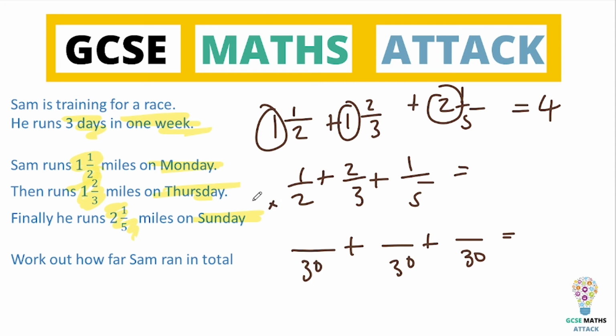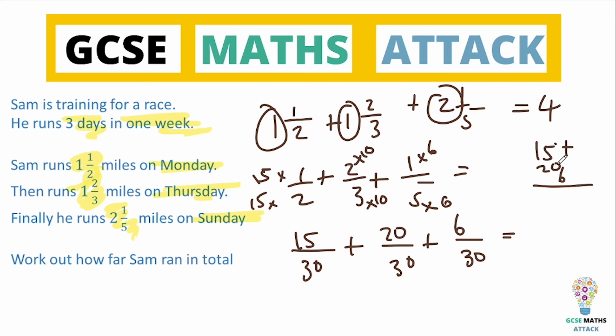So I'm going to times this by 15, times this by 15, times this one by 10, times this by 10, times this one by 6, times this by 6. So that will be 15, that will be 20, that will be 6. So you're going to do 15 plus 20 plus 6. 5 plus 0 is 5, 5 plus 6 is 11, carry 1, and that's 41. So your answer will be 41 over 30. 41 divided by 30 is 1, with 11 left over. So you've got 1 whole 11/30. Well done if you got that question correct.